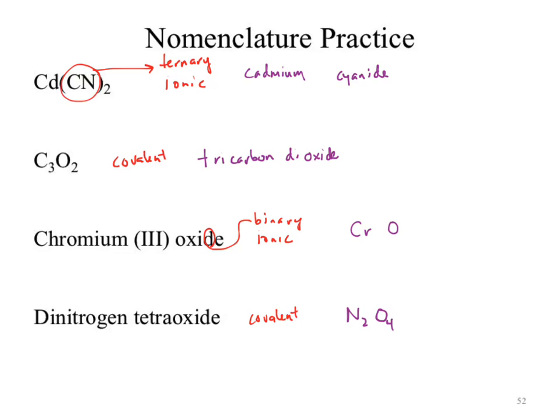Okay, so we'll start addressing some things. We've got them all listed up there. Notice for that very first one, we've got cadmium, which is a metal, so I know it's ionic. Notice I circled Cn and pointed to the ternary. Cn is more than one element, so I'm looking at a ternary compound, so we're going to have to name this according to the ternary ionic rules.